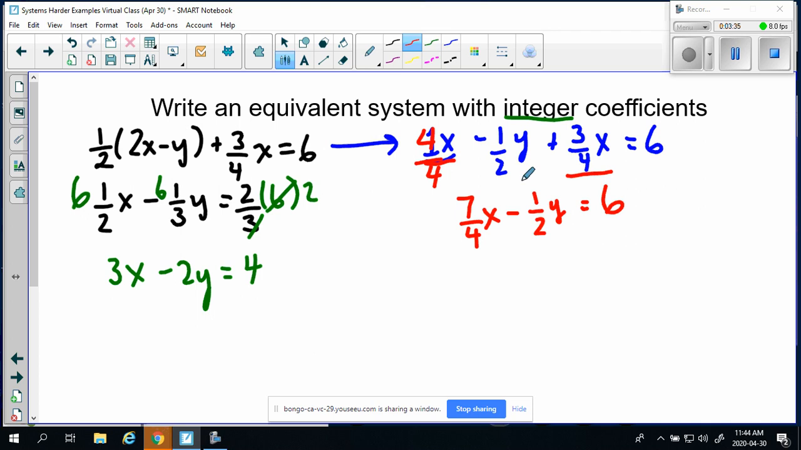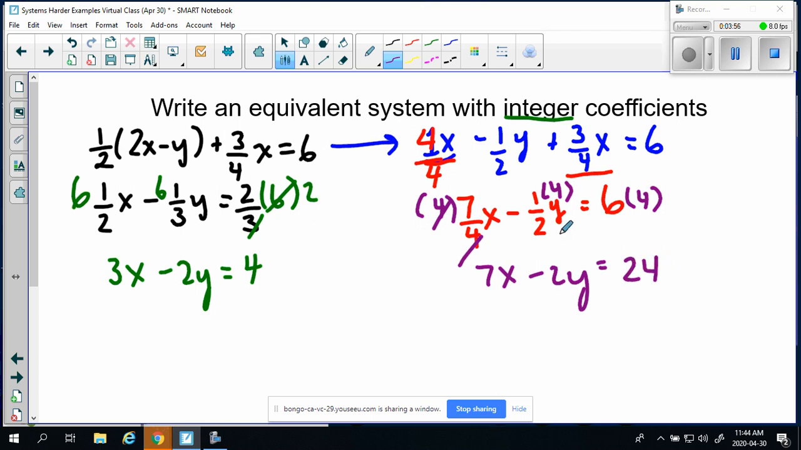Let's think about the red one. So the red one probably we can multiply by 4 to try and kill off all the fractions. Students always forget to multiply this one by 4 as well. You're going to do it by 4, it's got to be every term. So those cancel out. So you end up with 7x, and then 4/2 is 2y, and then this doesn't cancel at all, so we end up with 24.